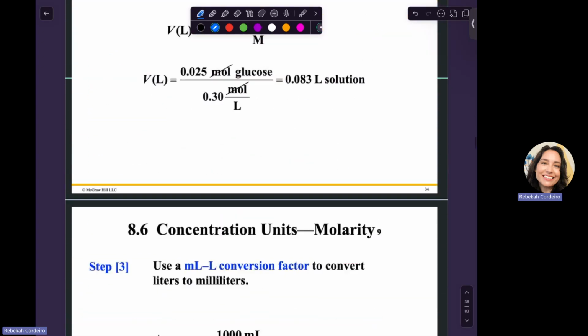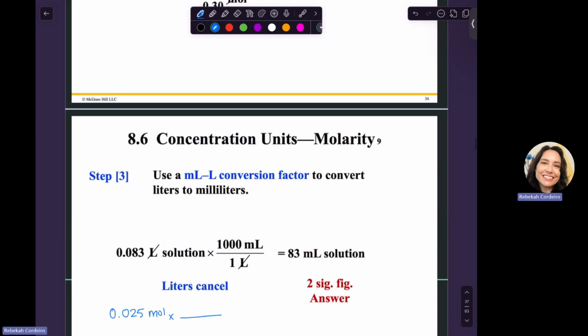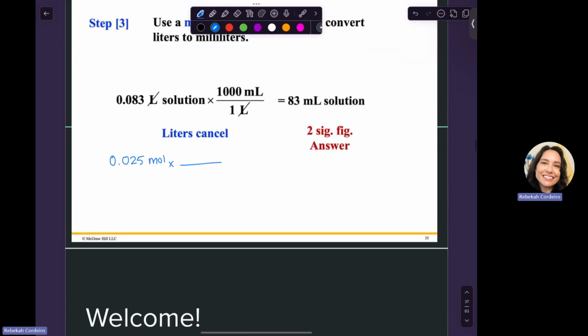I would say 0.025 moles, and then I would use my molarity, which is 0.30 moles on the bottom, 1 liter on the top. And then I would say 1 liter, 1,000 milliliters. Instead of doing it in so many steps, I would just do it all in one. Save myself a lot of time and effort, I think, and thinking.